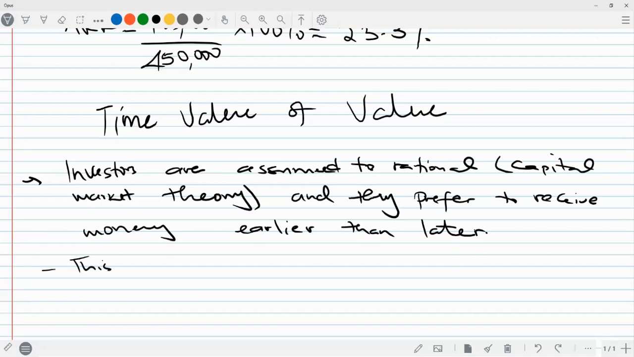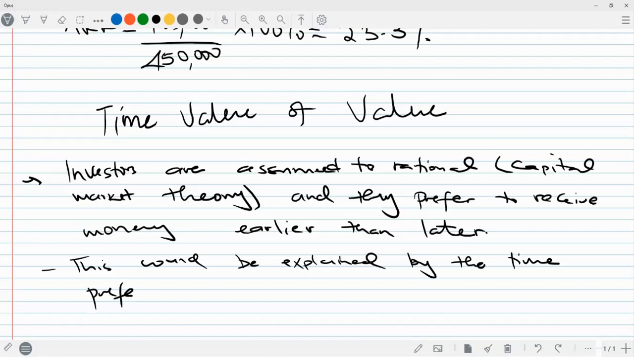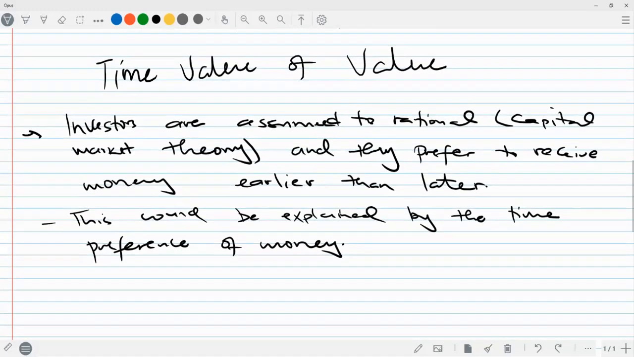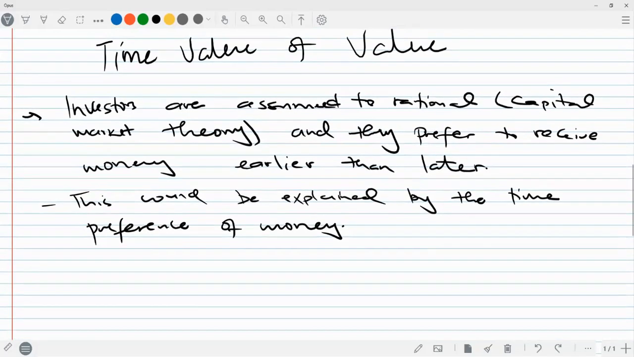This could be explained by the time preference of money. I hope my handwriting is not too bad. If it is, let me know. Yeah, this could be explained by the time preference of money. Okay, and why is that the case?